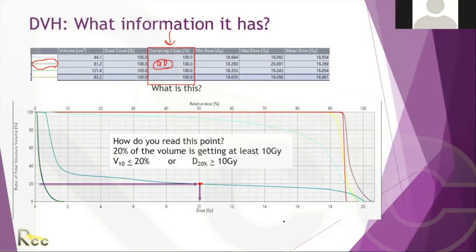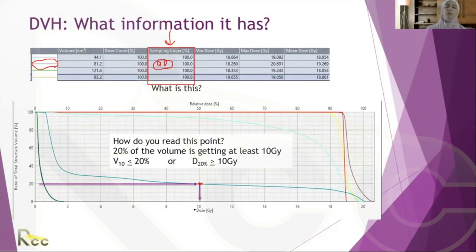For people who are just starting: how do I read a point on the DVH? Let's see, we have a point intersecting this part of the grid. I have 20% here from the volume side, and I have 10 gray over here.